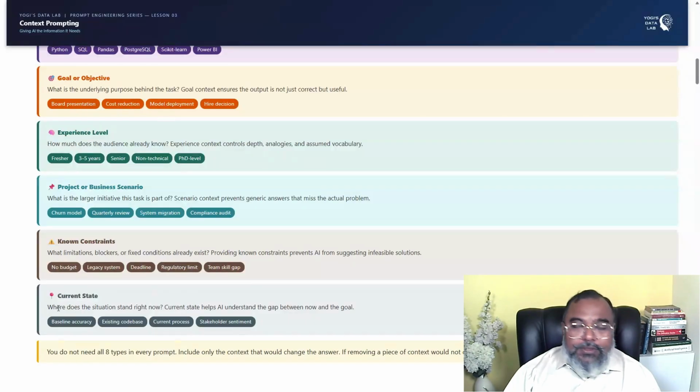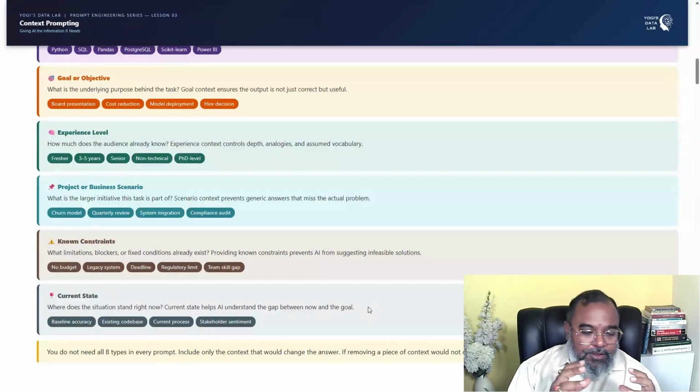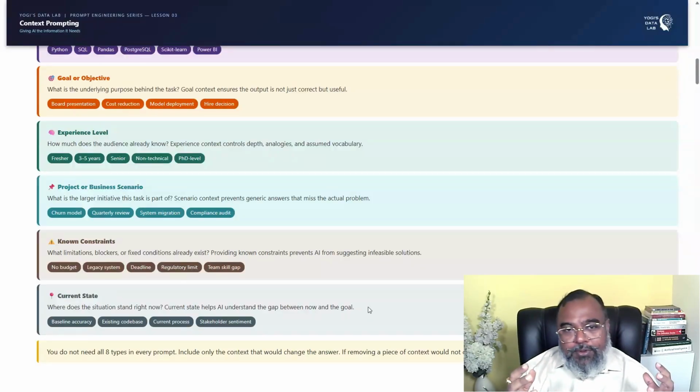And the current state, which is again very important, as to where the situation stands right now. The current state helps the AI to understand the gap between now and the goal that you're trying to achieve. So it is not necessary that you use all the 8 different types of context prompting together. You can apply some of them together. You can apply just a single one of them, depending on what task you're trying to do. You can go ahead and use a single one, combine them, or use multiple of them. These are a total of 8 different types of context that you can apply in context prompting.